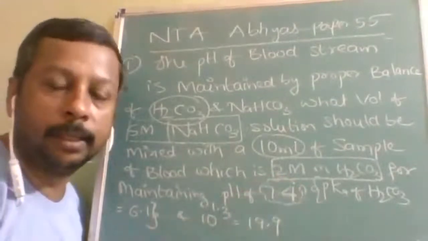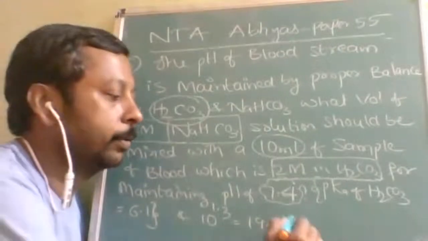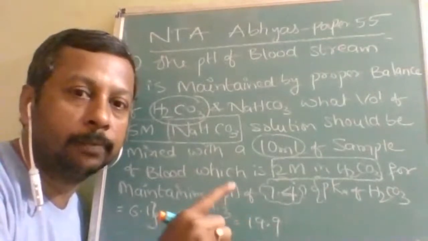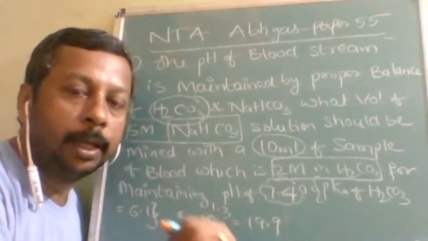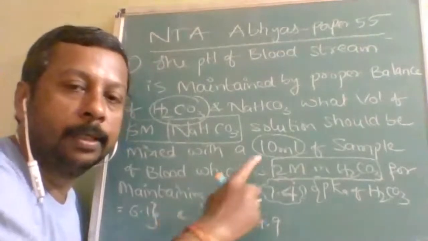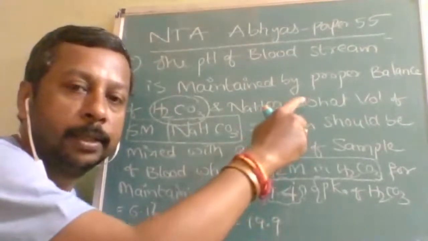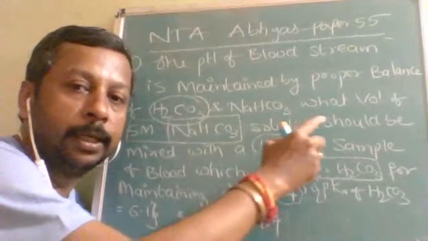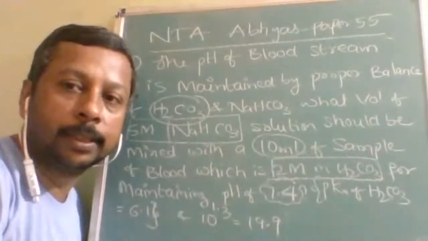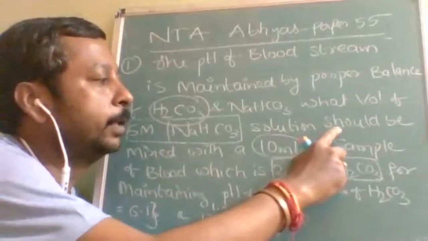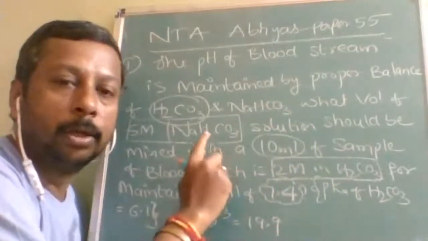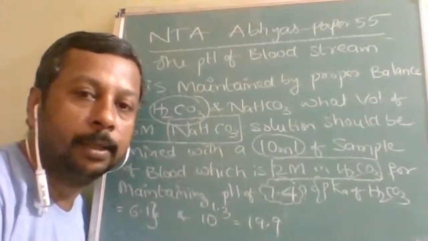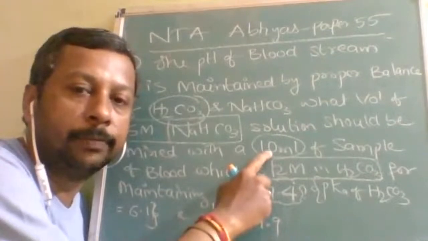Final pH by using the Henderson equation. Very simple question. By using the Henderson equation, pH is equal to pKa plus log of concentration of salt upon acid. But the problem is that this is 10 ml, so when you add another solution, that volume also has to be added. Suppose I am taking it as x ml. If I add x ml of NaHCO3, the total volume of solution will become 10 plus x, so the concentration also will change.